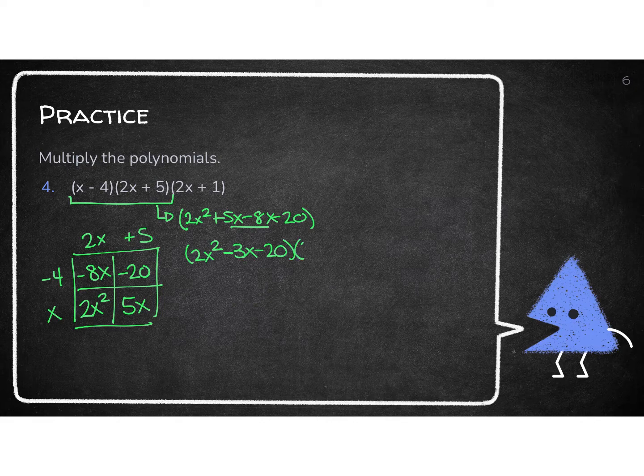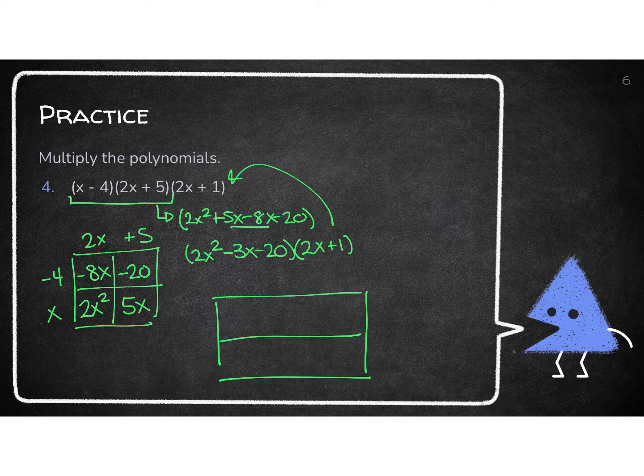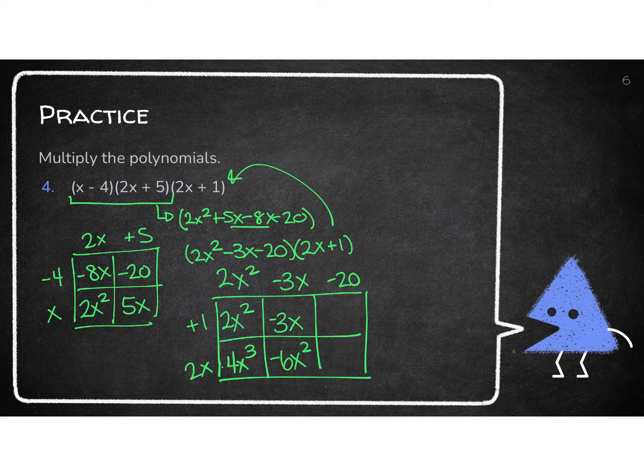And I still have to multiply that by the 2x plus 1 all the way up here that we haven't touched yet. So now I'm going to do a 3 by 2 box for that. So there's my 2 by 3. I have a 2x plus 1. And then I have a 2x squared minus 3x minus 20. Multiply through. 4x to the 3rd. 2x squared. Negative 6x squared. Negative 3x. Negative 40x. And negative 20.